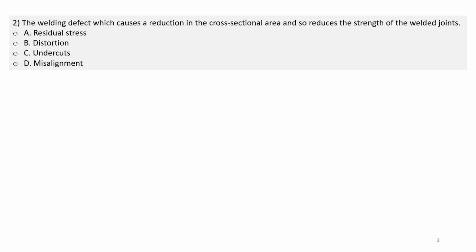Second question is the welding defect which causes a reduction in the cross sectional area and so reduces the strength of the welded joints. Your options are residual stress, distortion, undercuts, or misalignment. So these are various welding defects, so you need to remember the definitions and their respective images. Using that you can remember the correct definitions, so you can answer these questions easily. So in this question the answer will be undercuts, C.